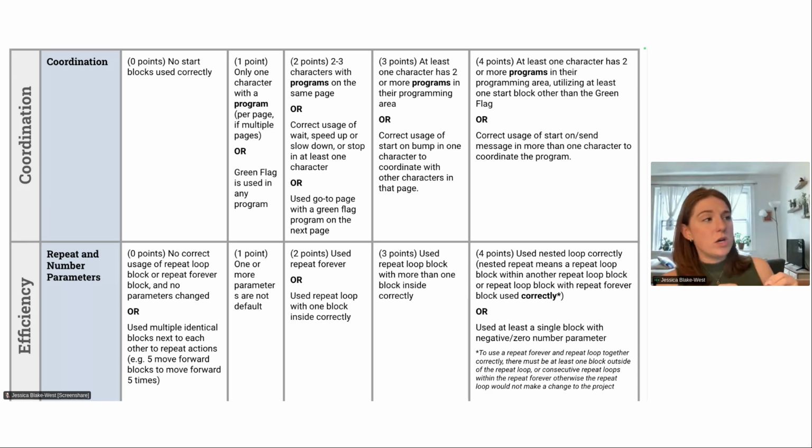The next category we have is repeat and number parameters. This is looking at the efficiency that kids use when they're programming. Are they putting 5 blocks that say move right, or are they doing 1 block that has a parameter of 5? Similarly, are they having a block that says right and then move up and then all repeated 5 times, or are they putting it in a repeat loop? And so these are just different ways they can progress with their efficiency.